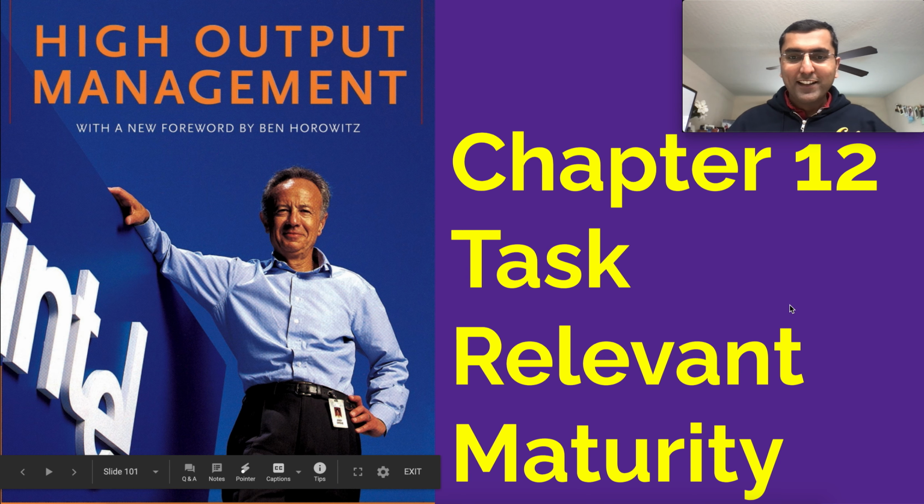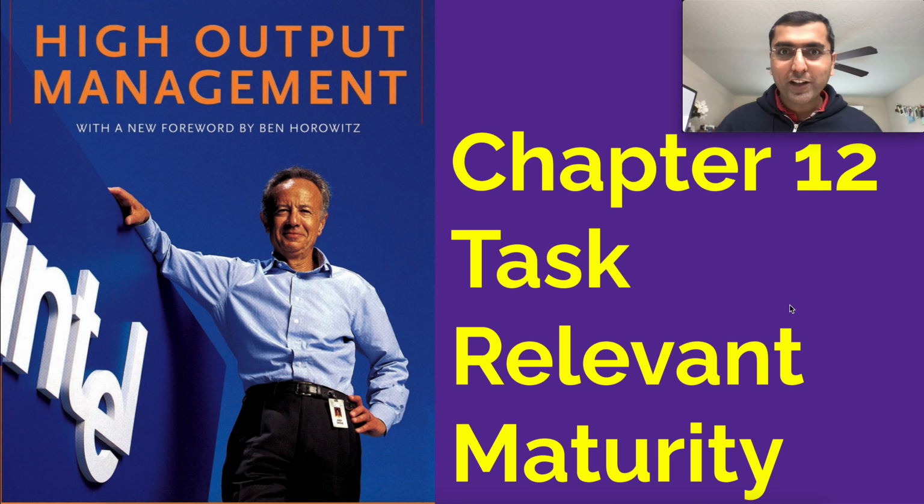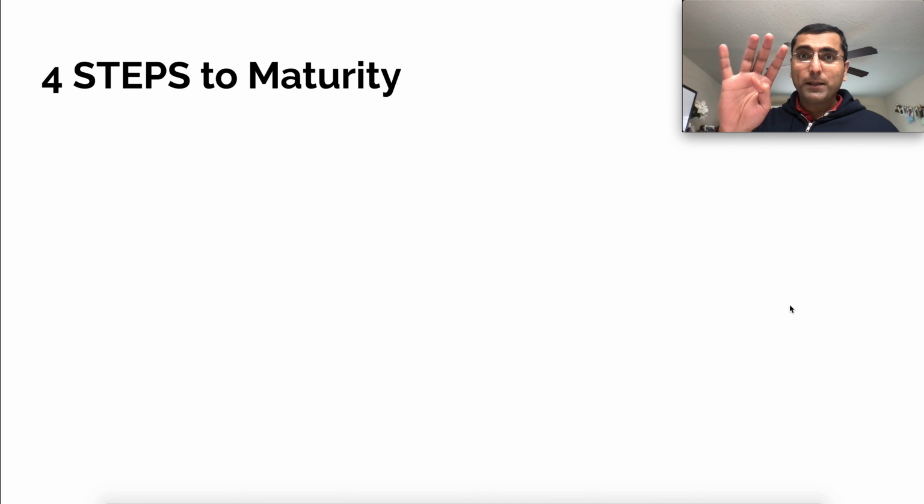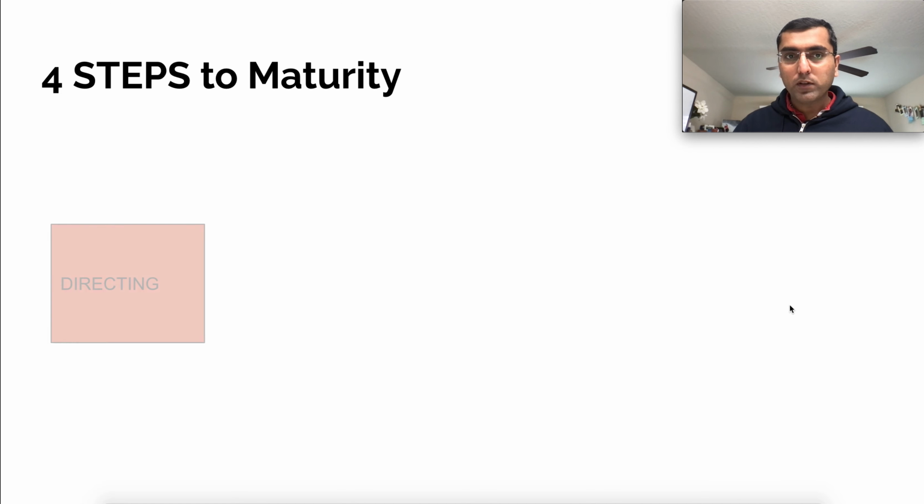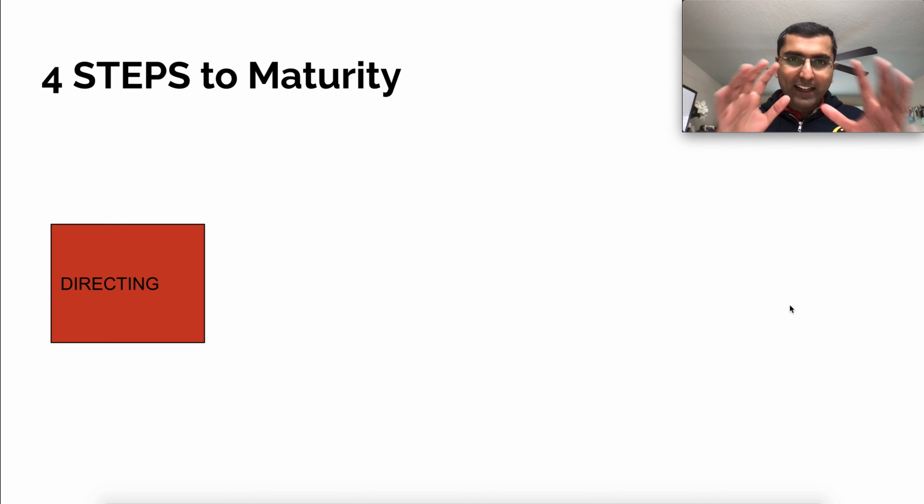Chapter 12, Task Relevant Maturity. There are 4 steps towards maturity, and every employee goes through these 4 steps, and the manager needs to make sure that they're following the guidance based on the maturity of the individual. The first step is directing.